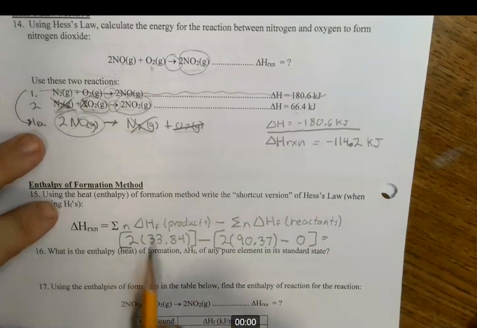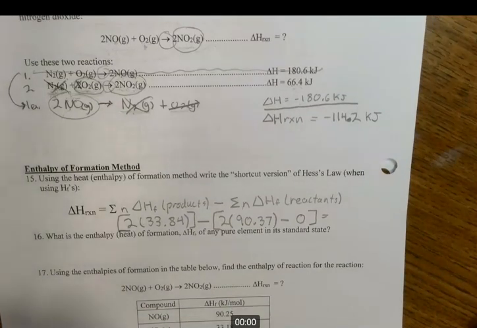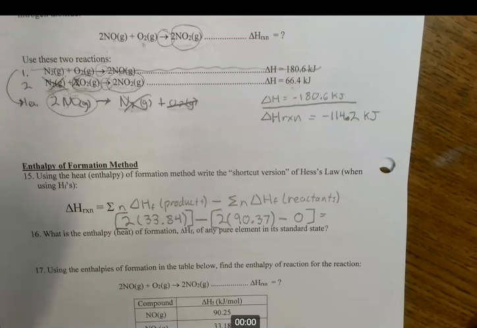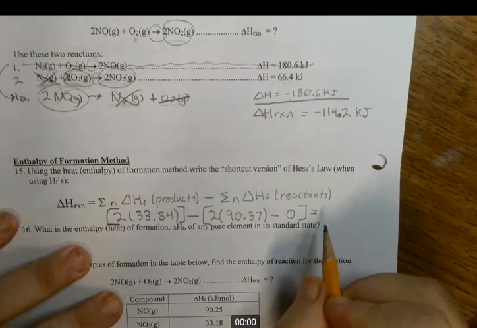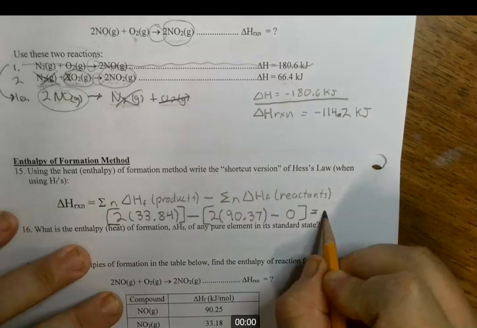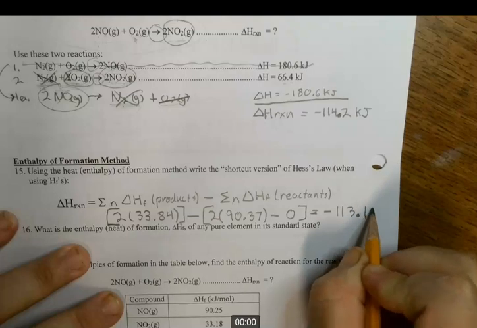So now we're going to do the math, and it's going to be 2 times 33.84. And then you're going to subtract from that 2 times 90.37. And what that gives us is negative 113.1 kilojoules.